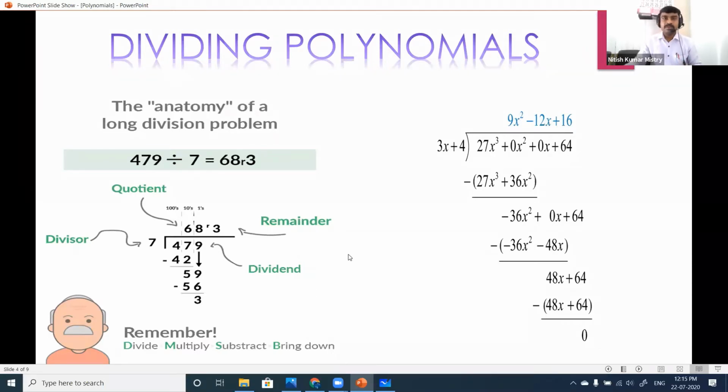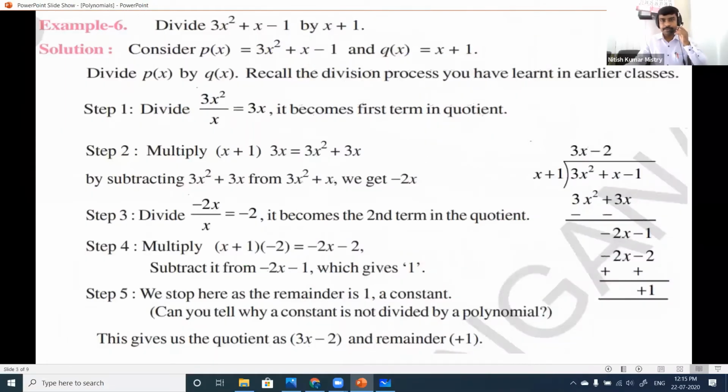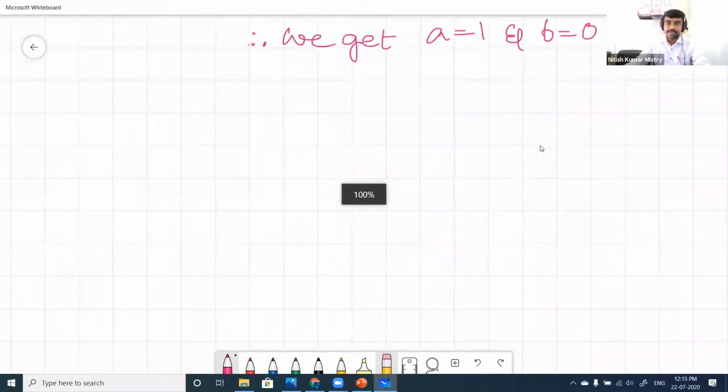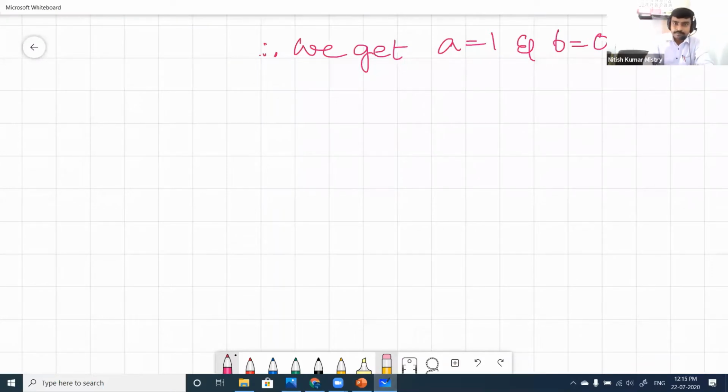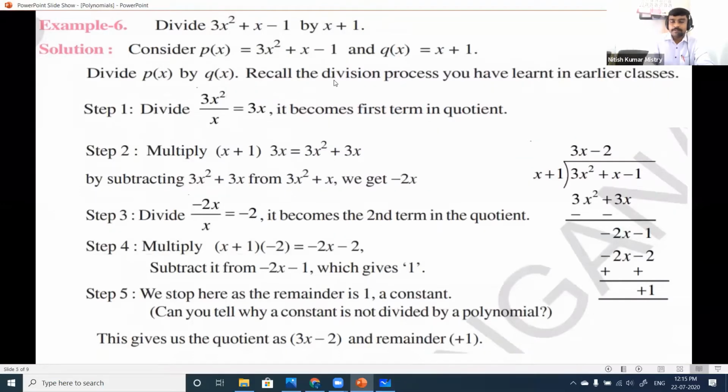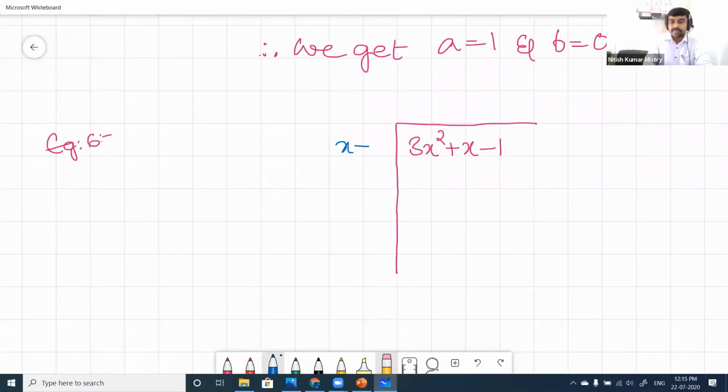Now let me take one question from our textbook so that you can better understand. This is example 6: 3x squared plus x minus 1. We need to divide this by x plus 1. Let us understand it in a better manner through our whiteboard. Whiteboard helps us. So example 6, 3x squared plus x minus 1. This one we have to divide with x plus 1.